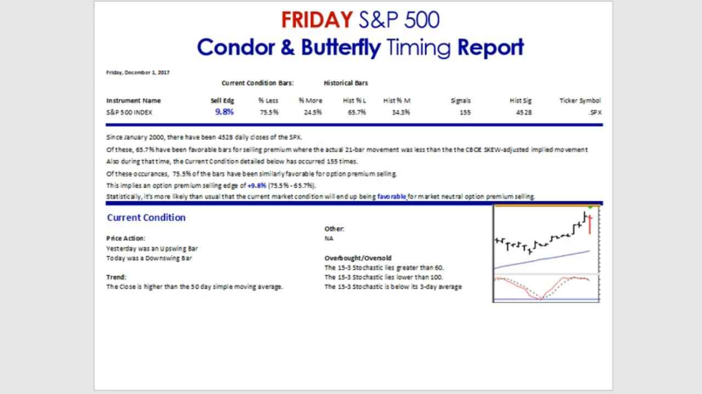So statistically then, it's more likely than usual that our current market condition will end up being a favorable one for selling premium through delta neutral strategies like Condors and Butters. Okay, all right, so that is that report.